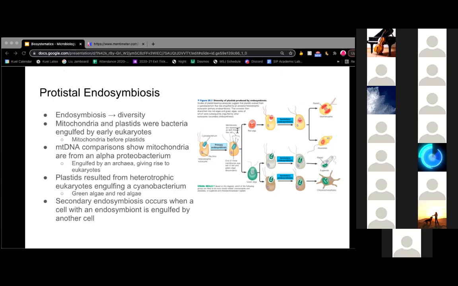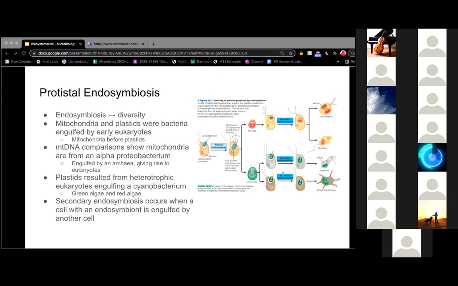Evidence also suggests that mitochondria were present in eukaryotes before plastids. So studies that compared mitochondrial DNA from eukaryotes to DNA sequences in bacteria and archaea have found that mitochondria are most likely derived from an alpha proteobacterium. And this proteobacterium was most likely engulfed by an archaea, which then gave rise to eukaryotes once the archaea had mitochondria inside it.